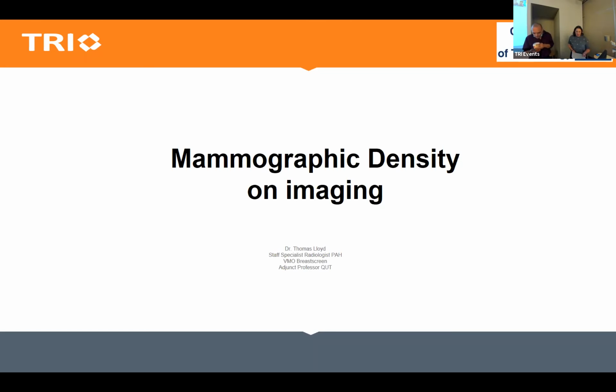Today we are hearing about breast cancer risk factors that influence mammographic screening and the pathology of mammographic breast density. We're very fortunate to have with us today Adjunct Professor Thomas Lloyd, who's a Senior Staff Specialist with the Department of Diagnostic Radiology at the PA Hospital and a visiting radiologist with Breastscreen Queensland, and Professor Rick Thompson, who's the Research Head of Faculty of Health for QT at TRI and a Professor of Breast Cancer Research.